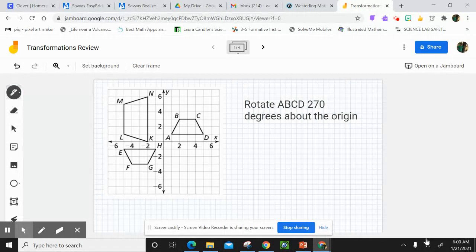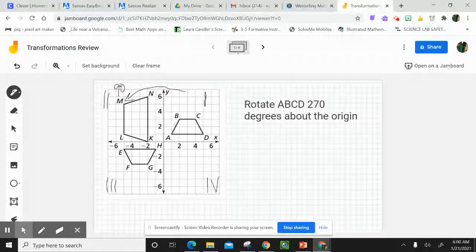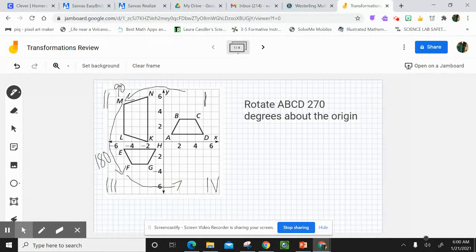So I'm looking at this. I know this is quadrant 1. This is quadrant 2. This is quadrant 3. This is quadrant 4. And each shift to a quadrant is going to shift 90 degrees. So we always go to the left. So this is 90. This is 180. And this is 270.